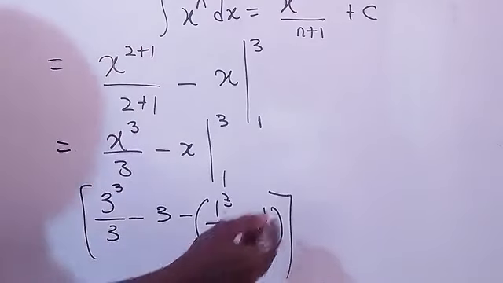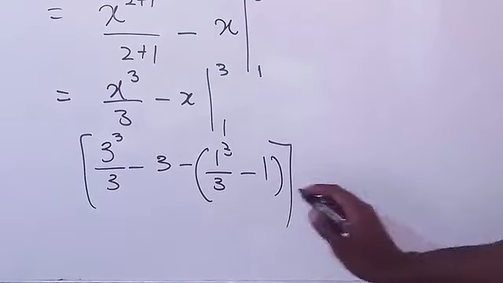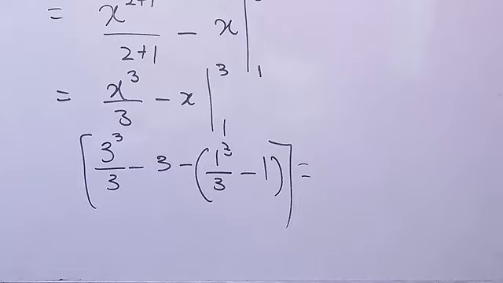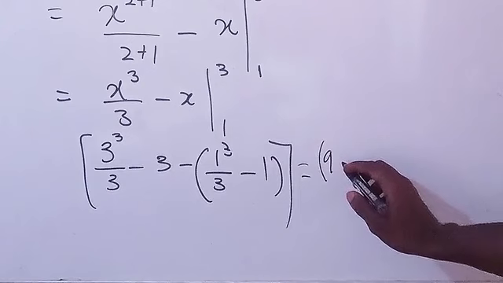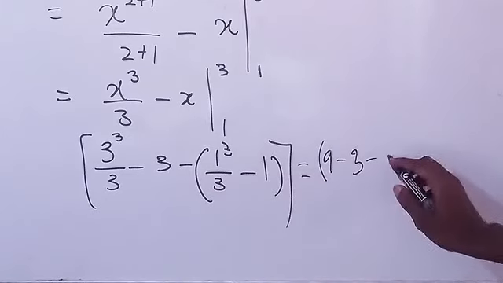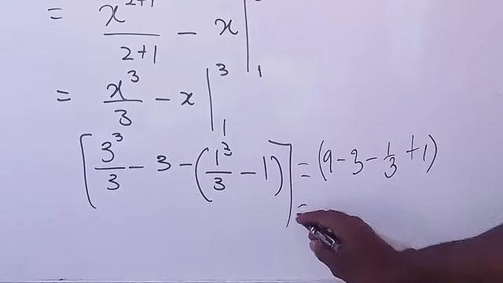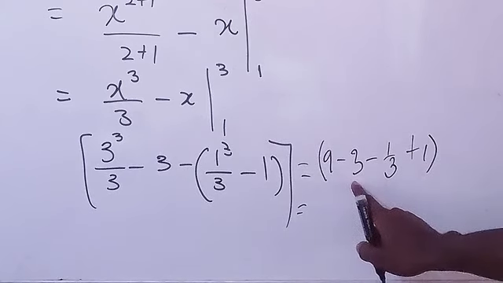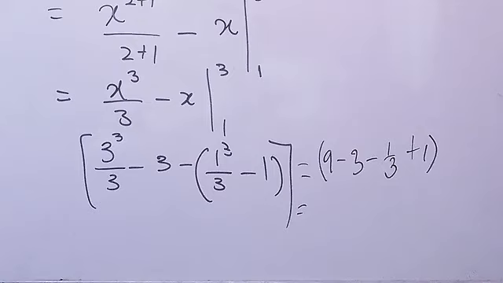Now simplifying this further, we have 3 raised to the power 3 divided by 3, which gives us 9. We have 9 minus 3, then minus will affect this, so we have minus 1 over 3, and then minus 1 becomes plus 1. From there, we have 9 plus 1, that will be 10. 10 minus 3, we're going to have 7.